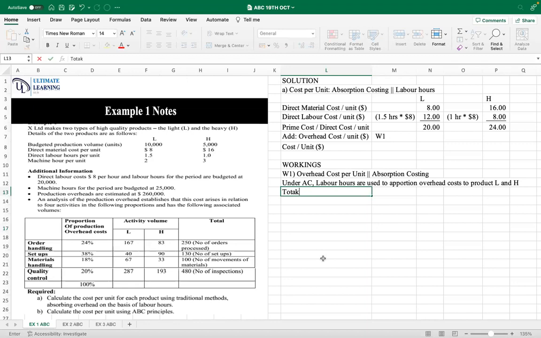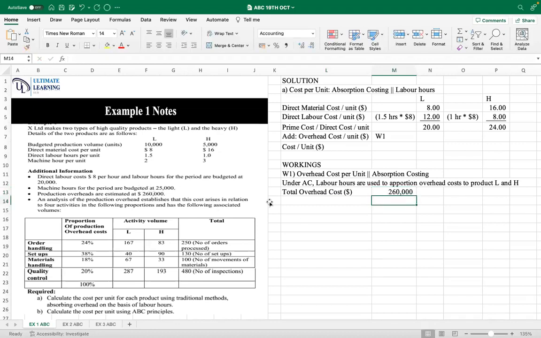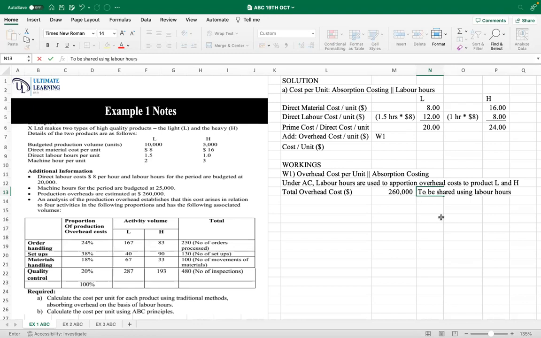So what is the total overhead cost? Total overhead cost, which of course is in currency form. Our total production overhead is estimated at 260,000. So our total overhead cost is 260,000. You have it there. Now we want these to be shared using labor hours. That is our objective, to share these 260,000 using labor hours.